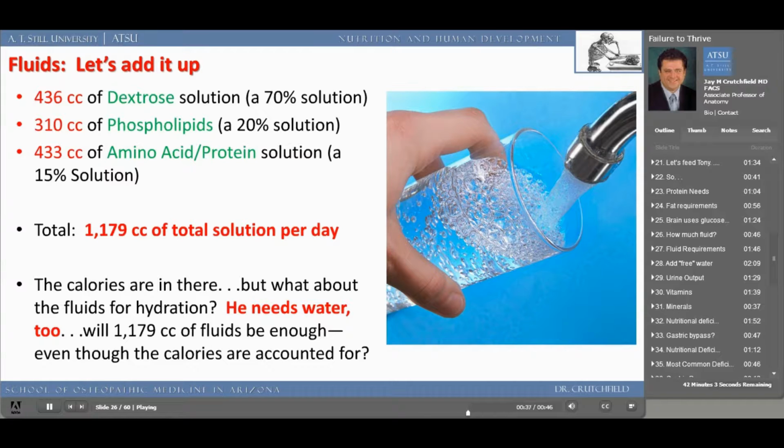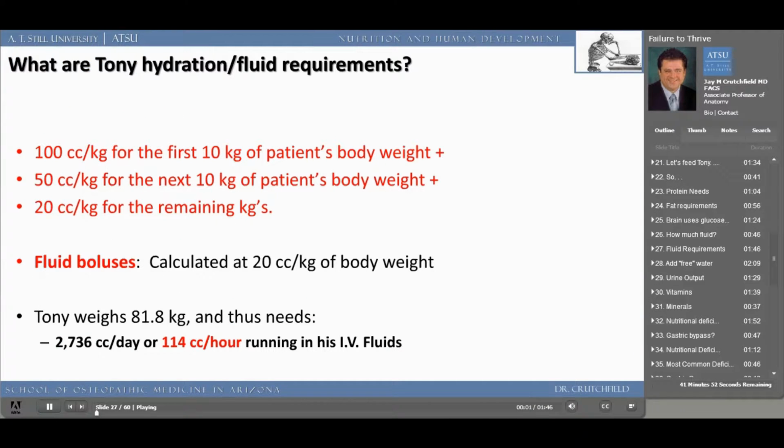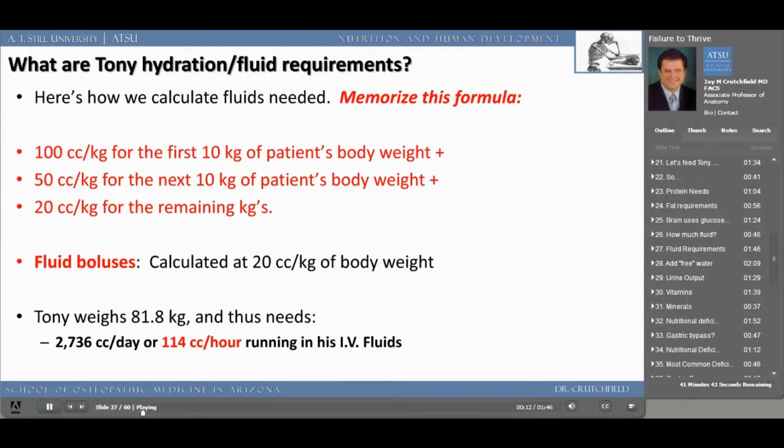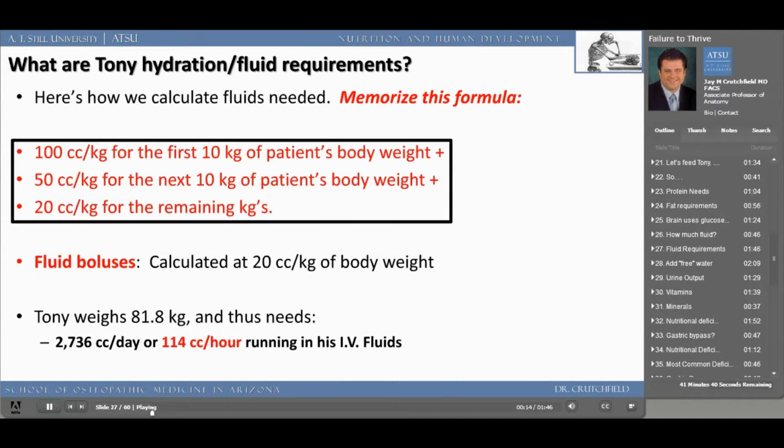There's a formula for this. Hold on and write down this 1179 cc's because we're going to have to add some water to it to hydrate him. Okay, this applies for babies, children, teenagers, and old people. You need to memorize this that's in red. Here's the formulas that we need to calculate how much fluid a patient needs. Here's the way we calculate it.